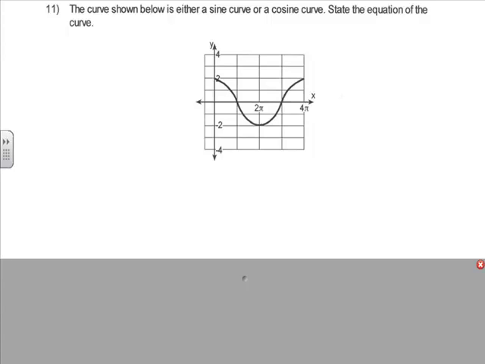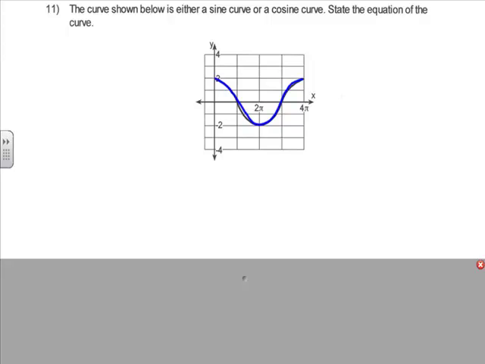The curve shown below is either sine or cosine. State the equation of the curve. So if I have a choice, and I can do either, I see this thing screaming cosine to me, because I see my home base cosine curve doing its thing right here, which is quite lovely.